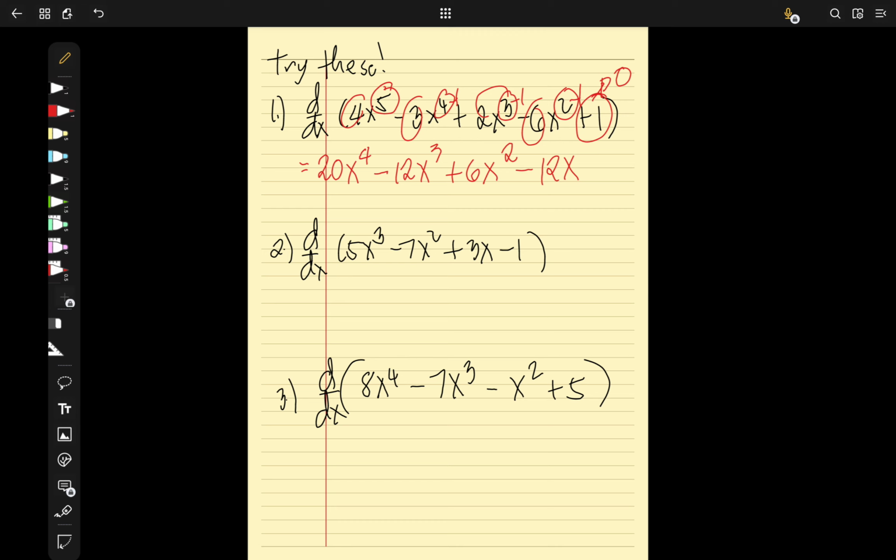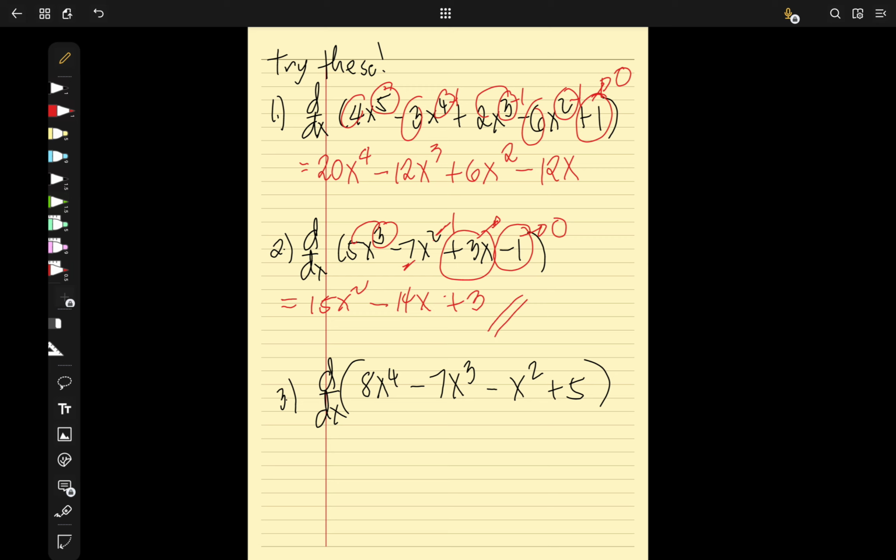Now, how about number 2? O try natin, try nyo mentally. Okay, so that should be 15x squared. 3 times 5 is 15, 3 minus 1 is 2. Minus 2 times 7 is 14x, then 2 minus 1 is 1. Then derivative ng 3x is simply 3. And the derivative of negative 1 is 0. And that is your answer.